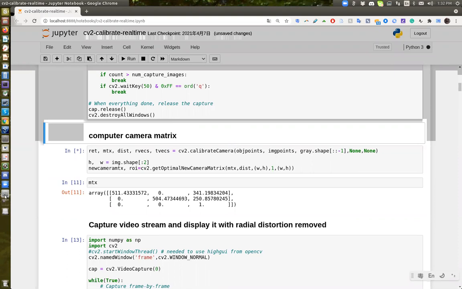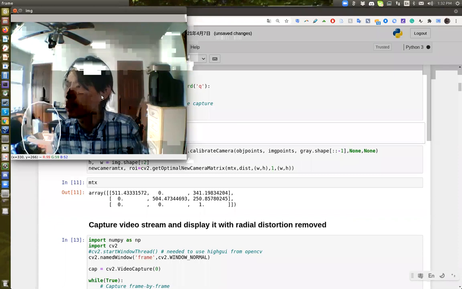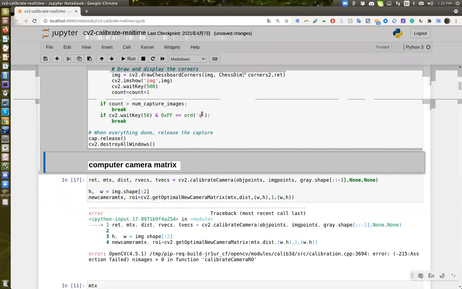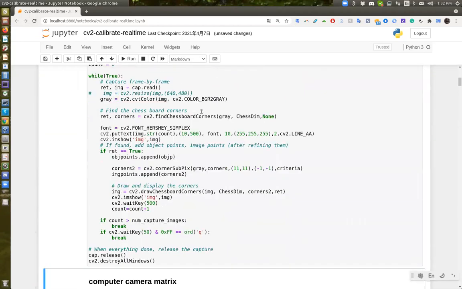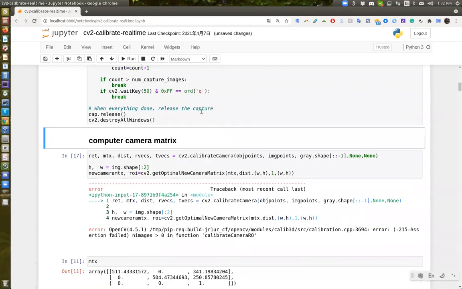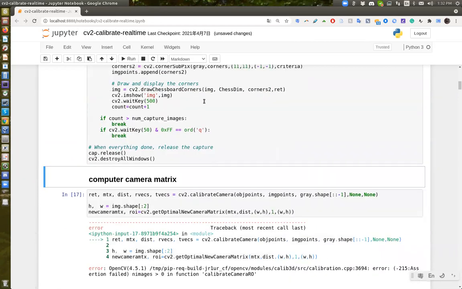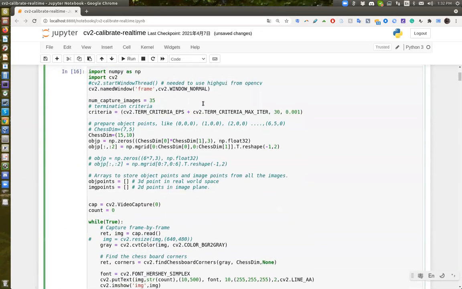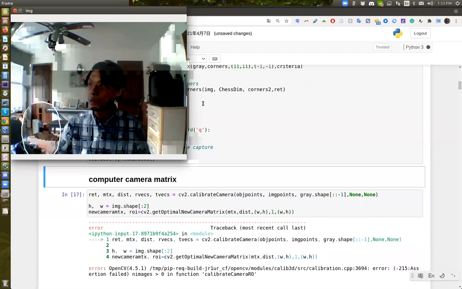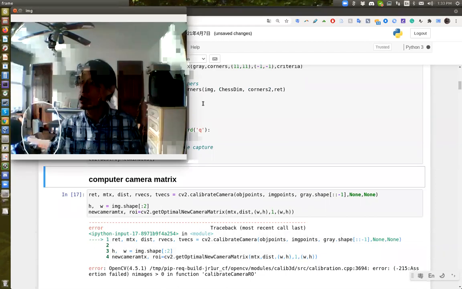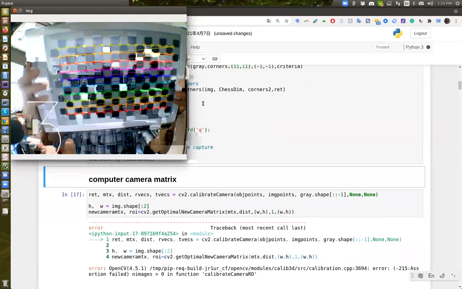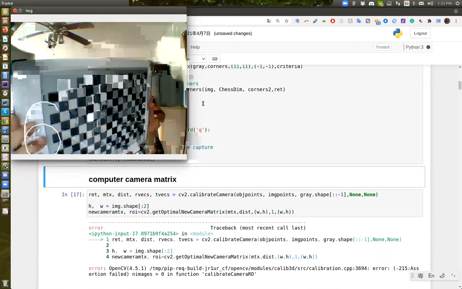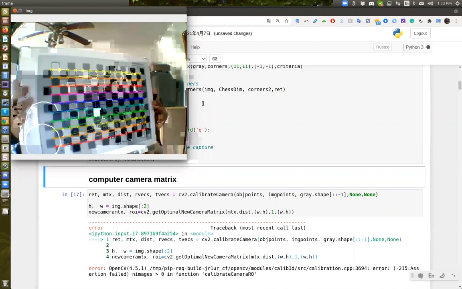Did I still have it? Oh, okay. I want this twice here, and I didn't pay attention. I guess I need to redo it again. So let me redo it again. So again, I just have this calibration.